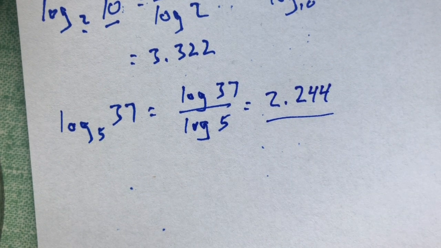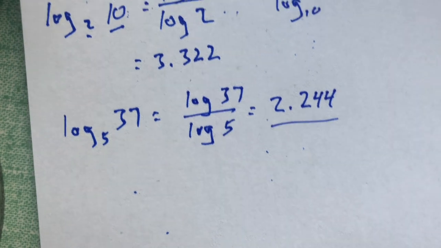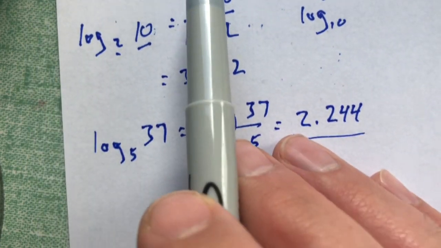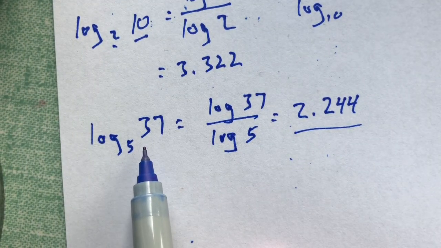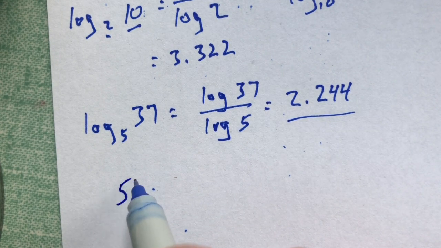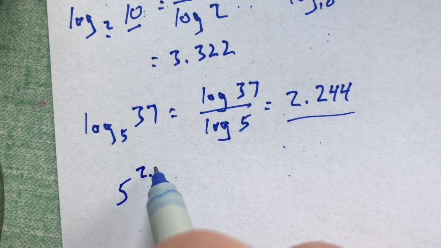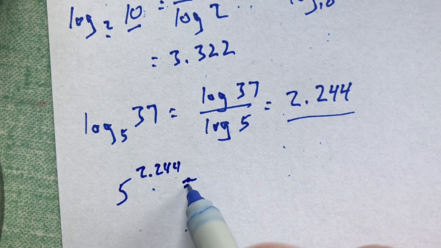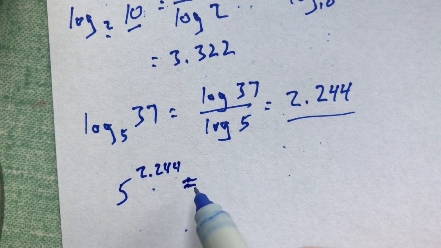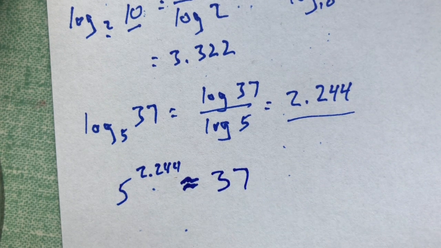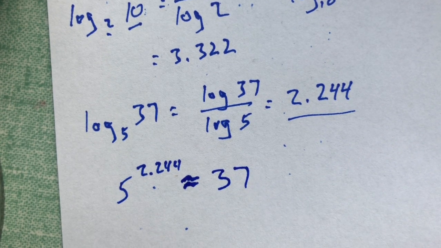And I'm just rounding off to the thousandths place arbitrarily. But there we go. So this is our answer, 2.244, and it means the exact same thing as any other log, just like the one up here where we said the exponent on 2 that makes 8 is 3. The exponent on 5 that makes 37 is 2.244. So it's kind of weird. You can have decimals in exponents. That's okay. So 5 to the 2.244, and I'm going to use a squiggly equal sign because it's going to be about 37. I rounded off so it wouldn't be exactly, but you can check that on your calculator.